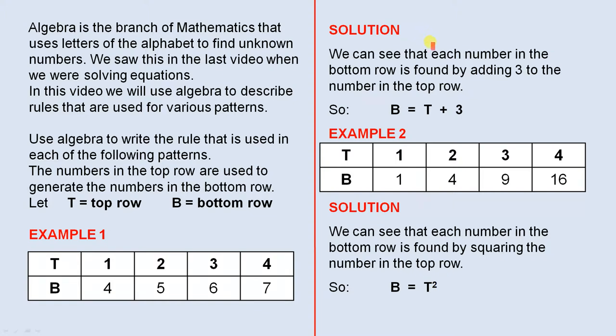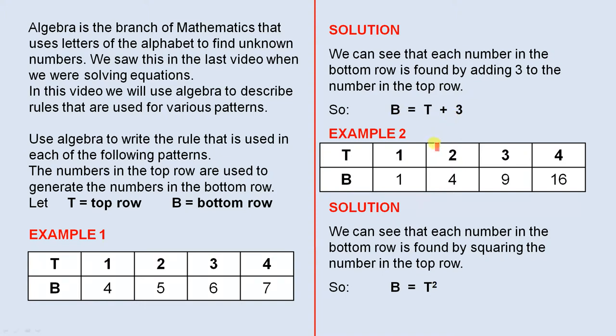Solution. We can see that each number in the bottom row is found by adding 3 to the number in the top row. So the numbers in the bottom row equals the number in the top row plus 3. So B equals T plus 3. So that is the rule.